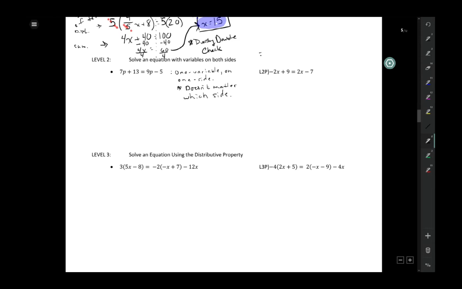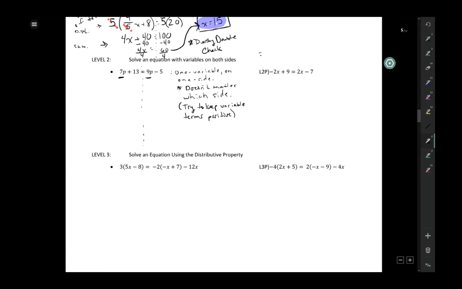So long as you do the math correctly. Now, what I like to do, though, is try to keep variable terms positive. Okay, so notice here, 7p and 9p. They're on different sides of our equal sign. So we want to get them to one side. Well, if I subtract 9p, 7 minus 9 is going to give me -2p.